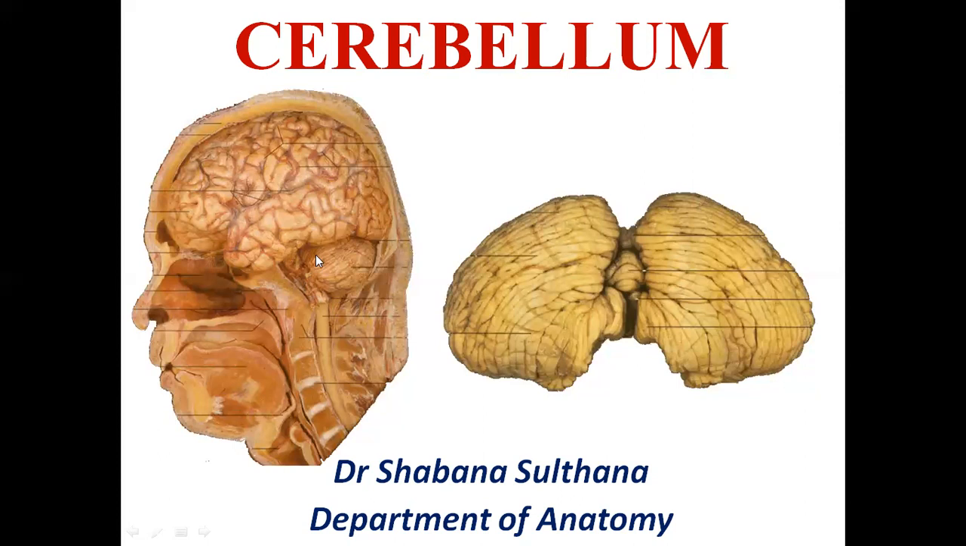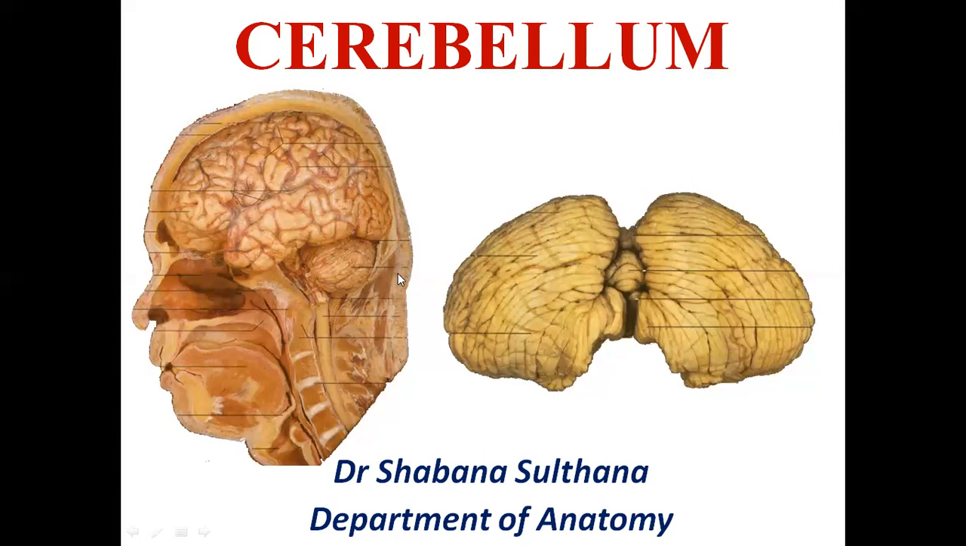So behind the brainstem, you have a small brain which is called the cerebellum. This is the cerebrum, which fills most of the cranial cavity. Apart from the cerebrum, we have a small brain which is equally important, though small in size. This is the cerebellum, and it is positioned behind the brainstem.